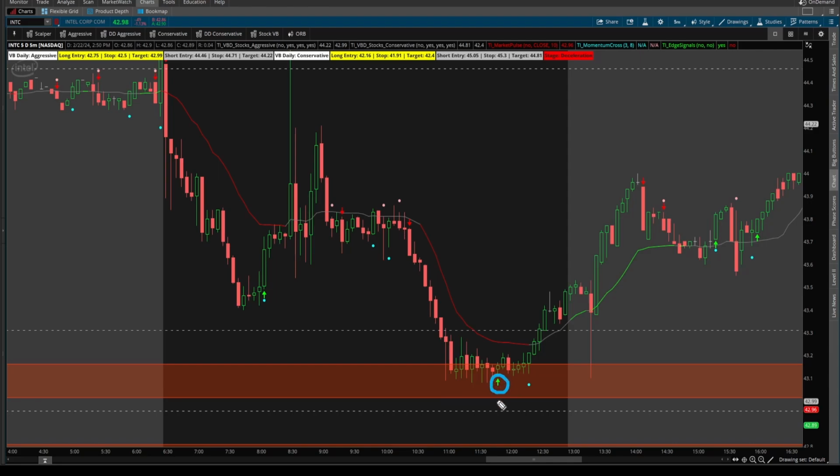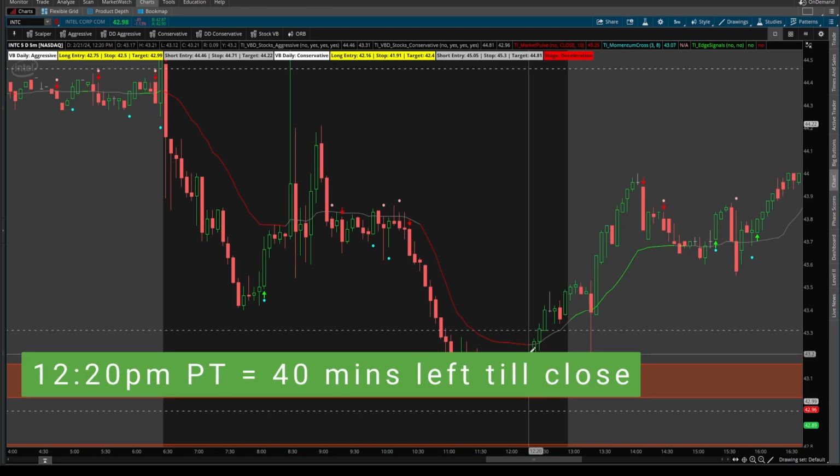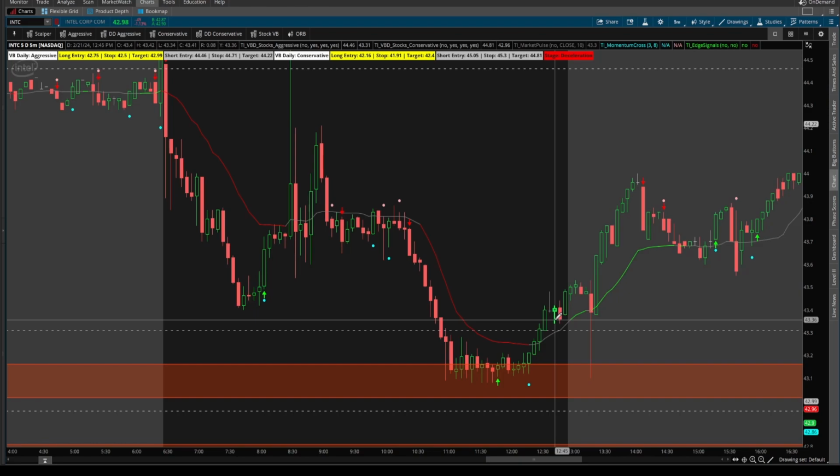We have our first, in this case, oversold confirmation signal. This takes place towards the tail end of the 11 to 12 p.m. Pacific hour. And the first sign of momentum switching at 12:20 p.m. Pacific. And after that, you can see the rally that takes place 40 minutes into the close, a 28-cent move or 0.65% inside of Intel, which is actually something fairly noteworthy from a day trading perspective.